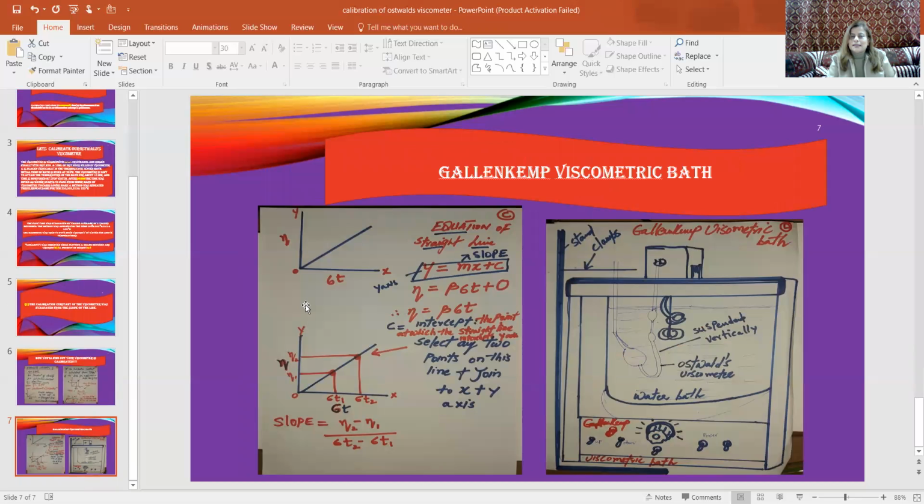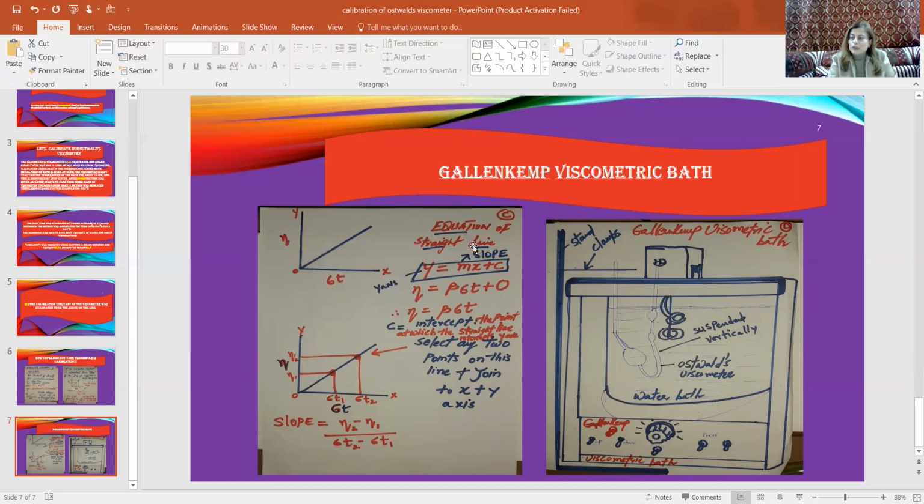Now the third slide. I entitled it Gallon-Camp Viscometric bath. We'll talk about this slide first, it's on the right side. Again, the same graph, of course, of eta, the absolute viscosity, and rho t. You have a straight line, you have a 0 over here, this is the x-axis and this is the y-axis.